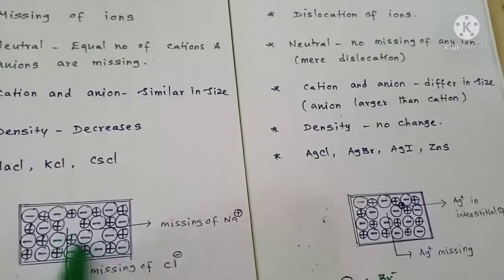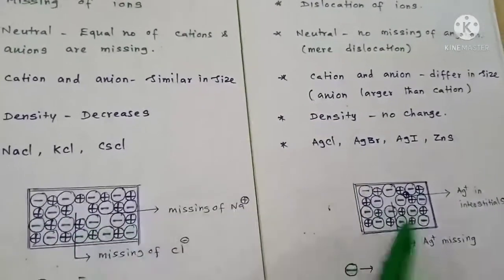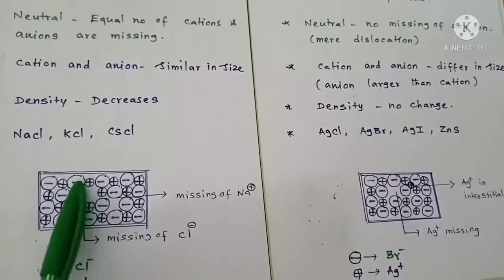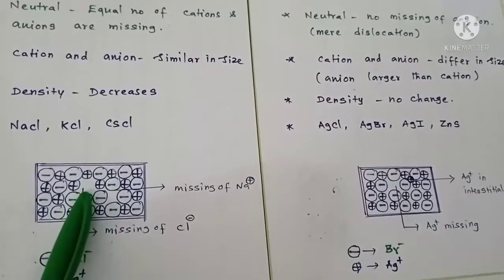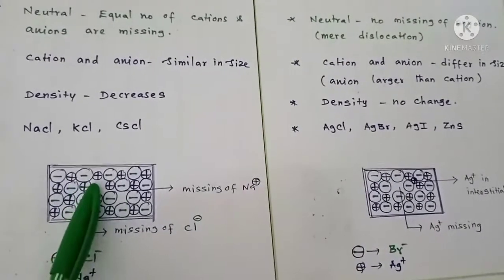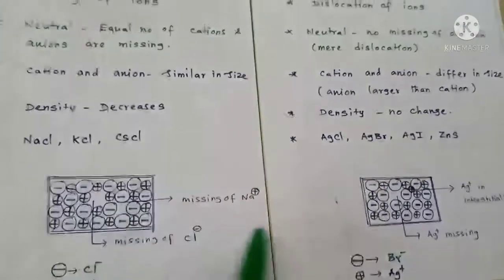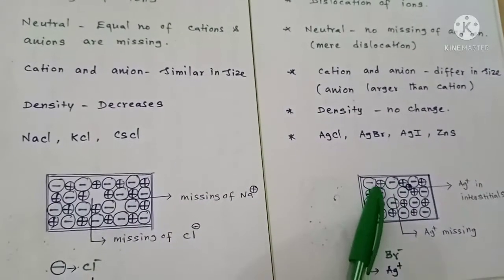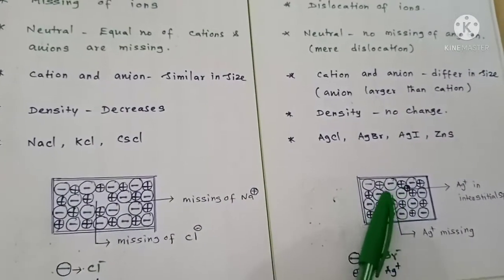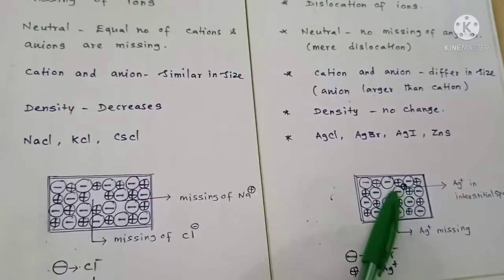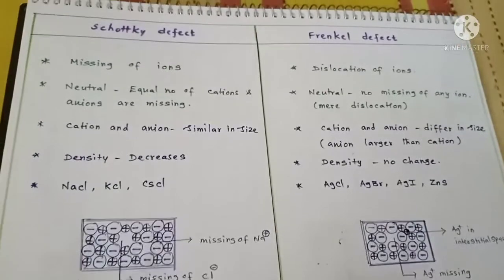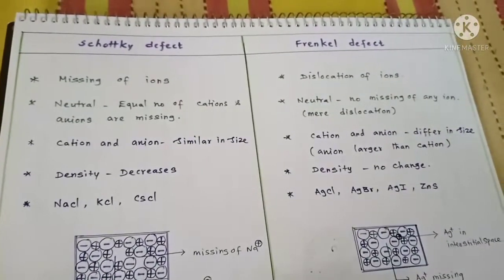Now this is just a diagrammatic comparison between Schottky and Frenkel defect. In Schottky defect, you have to leave some lattice points vacant, an equal number of cation and anion vacancies. Whereas in Frenkel defect, you have to leave a vacant space for a cation, and that cation is supposed to occupy the interstitial position. So these are the basic differences between Schottky and Frenkel defect.